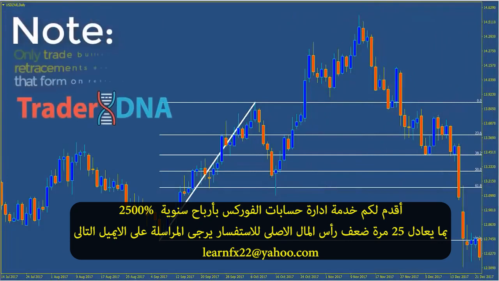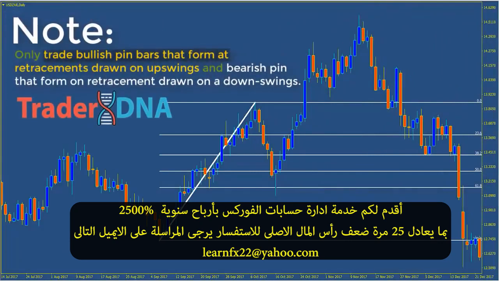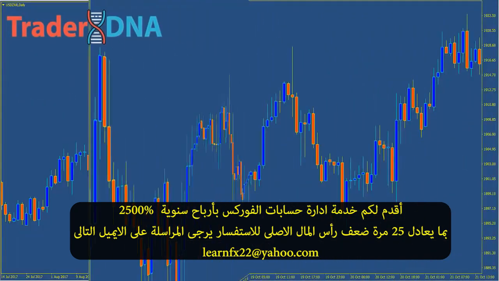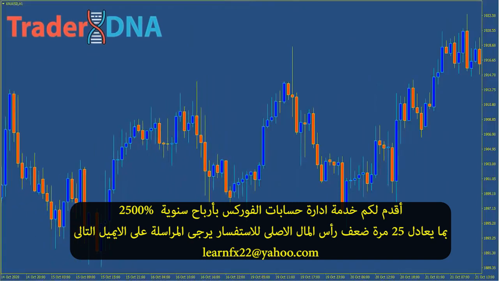Note: only trade bullish pin bars that form at retracements drawn on upswings and bearish pin bars that form on retracements drawn on downswings. The following steps will help you identify and trade the pin bars at Fibonacci retracement levels. Here are other examples of trading pin bars at Fibonacci retracement levels.